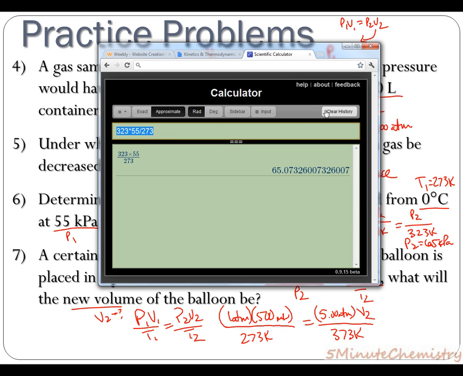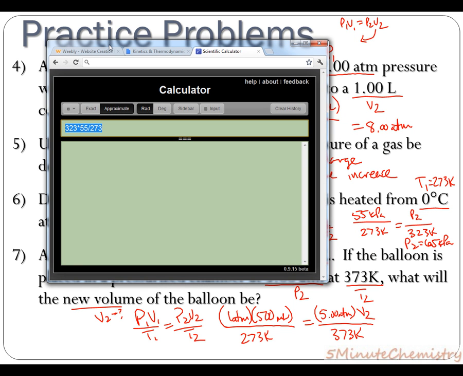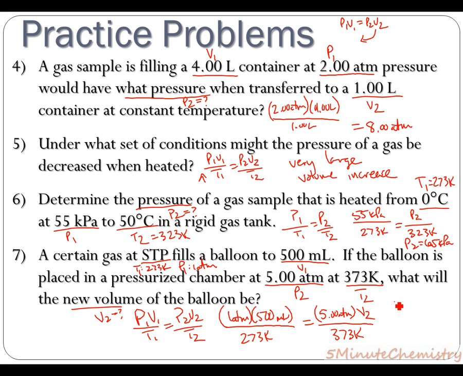So in doing the math, let's go ahead and work this one out. It's going to be 373 times 1 times 500. Now divide out 273 and divide by 5. It gives us 136.63, or rounded, 137. The unit of volume has to be the same, so it's 137 milliliters.